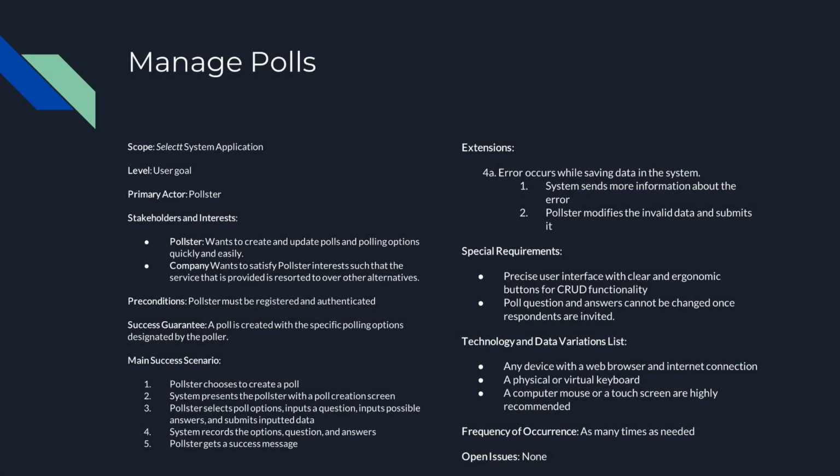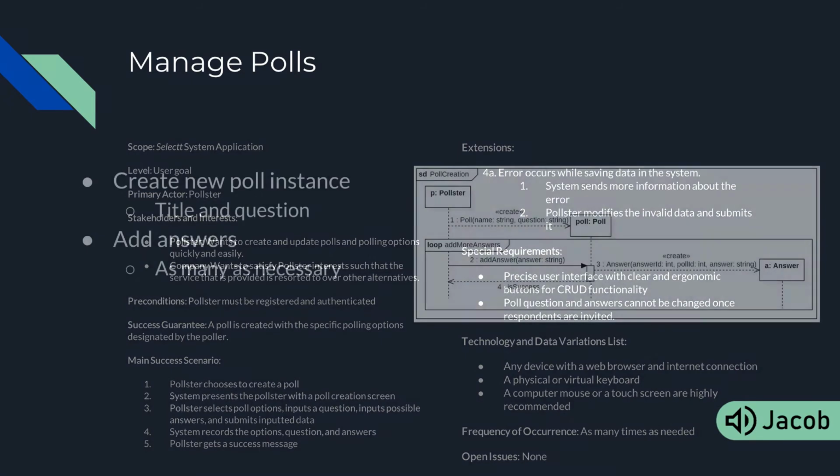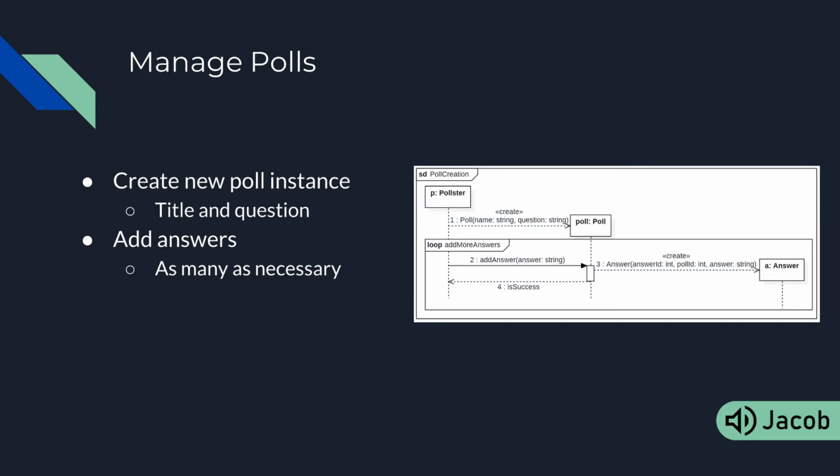Okay, so this is our fully addressed use case for managing polls. This is for a pollster who wants to create and update polls quickly and easily. First, the pollster chooses to create a poll, and then they're presented with a poll creation screen by the system. The pollster is then able to select poll options, specifically inputting a question, inputting possible answers, and then submitting all that inputted data. The system is then going to record all the options that they inputted, like the question and the answers. And then once all that is done, the pollster is going to receive a success message.